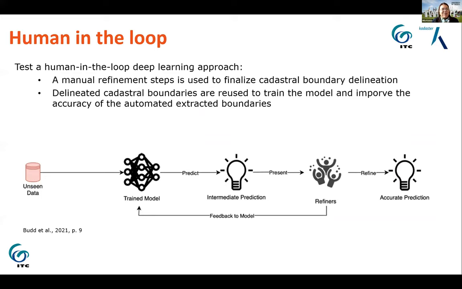Another thing that is coming in the future for our research is to include human in the loop. So to test how a human in the loop deep learning approach will work. You can see here on the slide that we will explore manual refinement steps, which are used to finalize cadastral boundary delineation. And we will also explore how the delineated boundaries are used to train the model and improve the accuracy of these automatically extracted boundaries. So these are our plans, aiming to really develop a machine learning approach that will be embedded in an open source solution and hopefully implementable in reality in many countries after us.